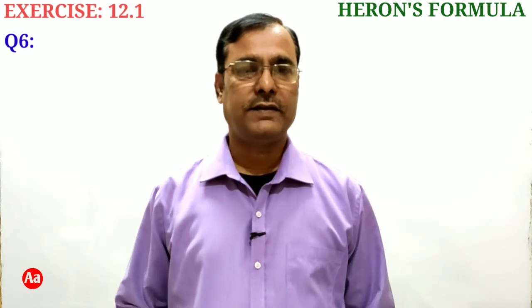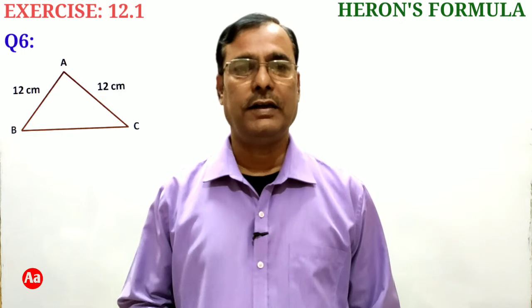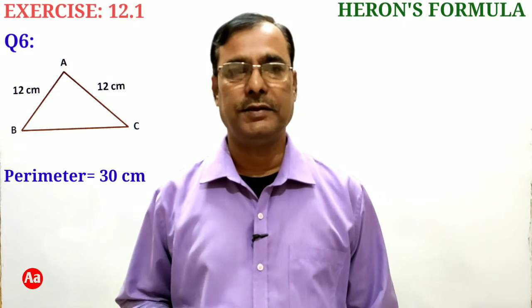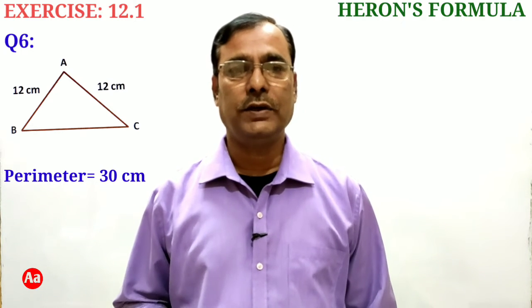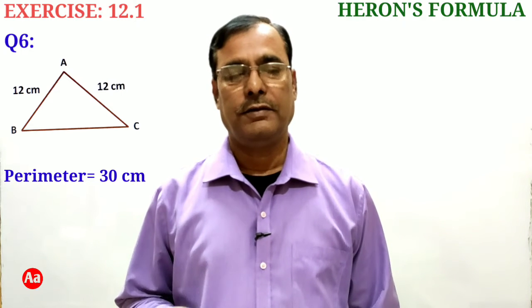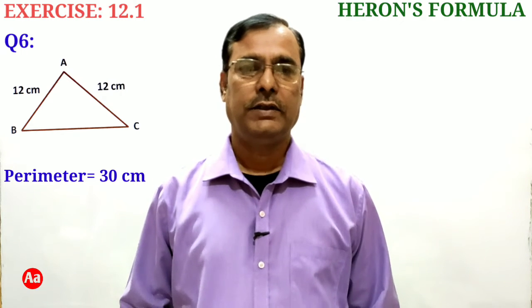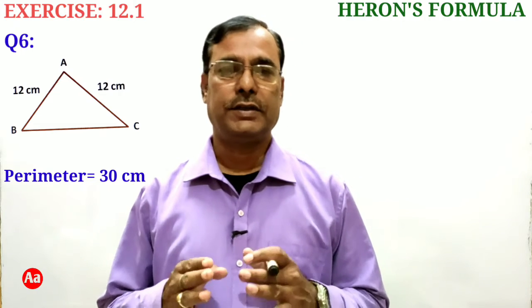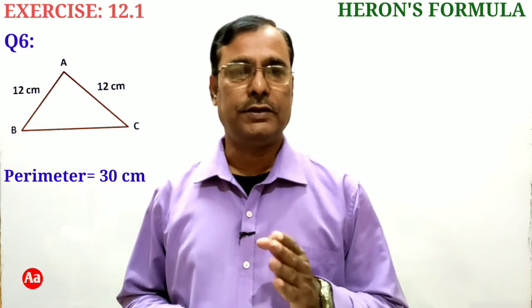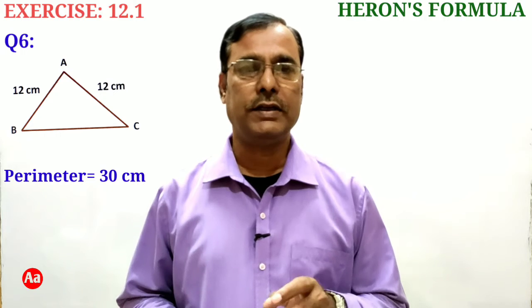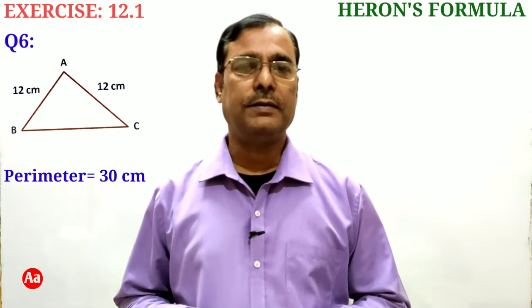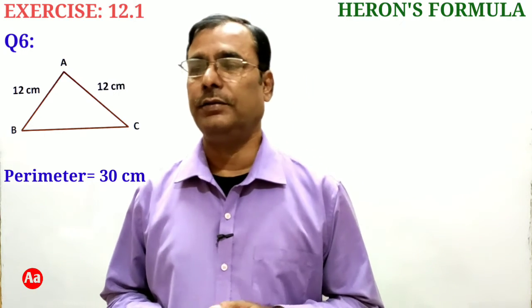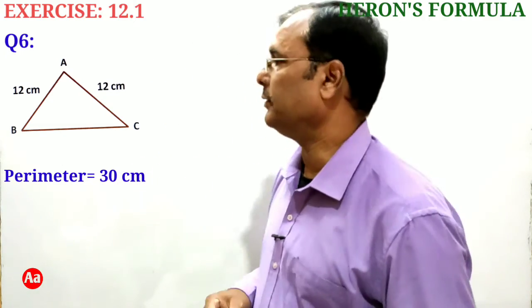Question number 6 is, an isosceles triangle has perimeter 30 centimeter and each of the equal sides is 12 centimeter. Find the area of the triangle. Two sides of the triangle 12 centimeter, 12 centimeter, as it is an isosceles triangle. Perimeter is given 30 centimeter and we are going to find out area of this triangle.